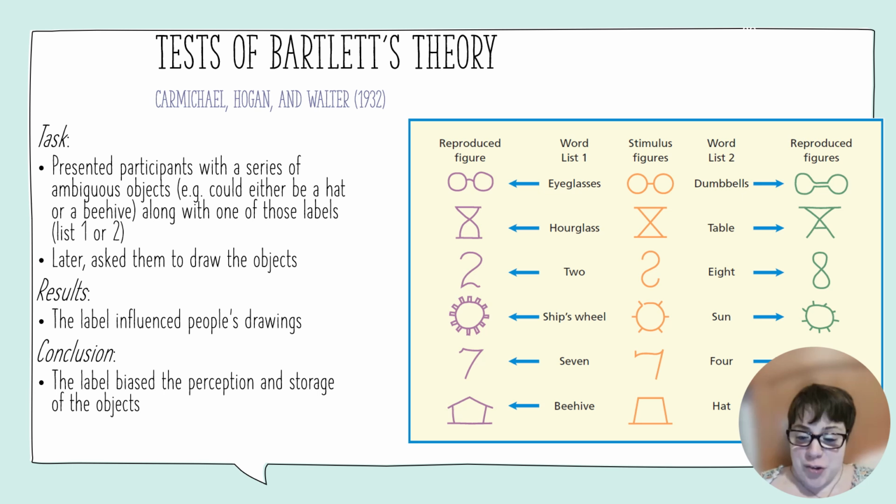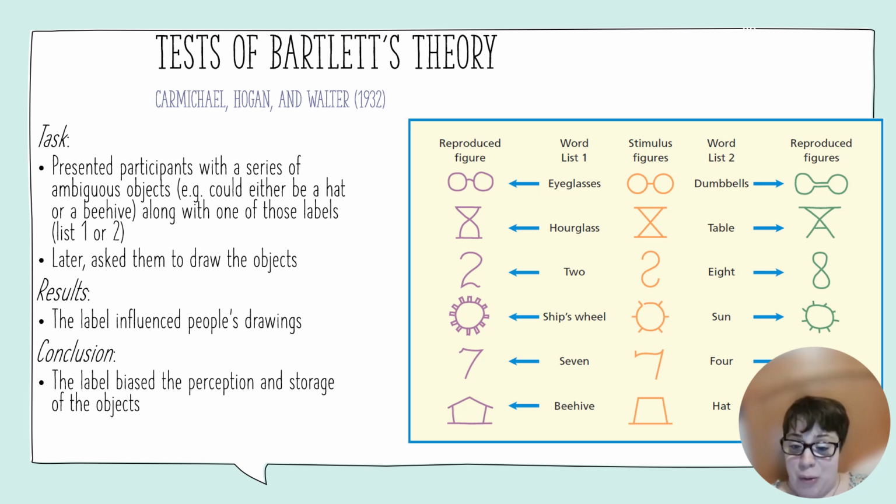So, another really interesting study that attempted to replicate some of Bartlett's findings was this study by Carmichael and colleagues. Basically, if you were a participant in this study, you would be exposed to the stimulus figures depicted in orange on the diagram, right? And you would either be given the purple label or the green label. So, given the first object in orange, you would either be given the label eyeglasses or the label dumbbells. And then later, they asked the participants to draw the object from memory.